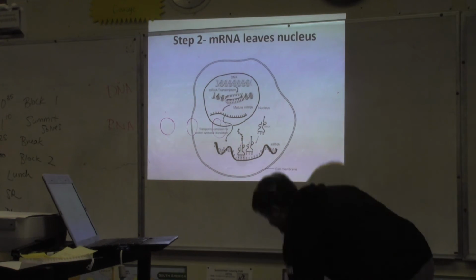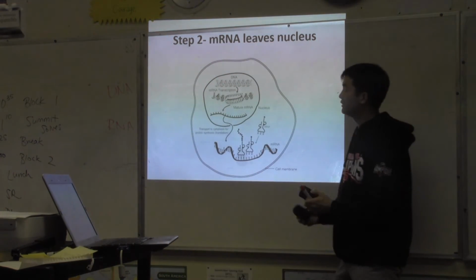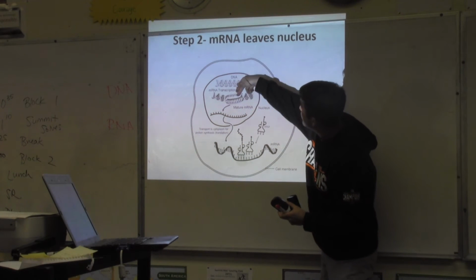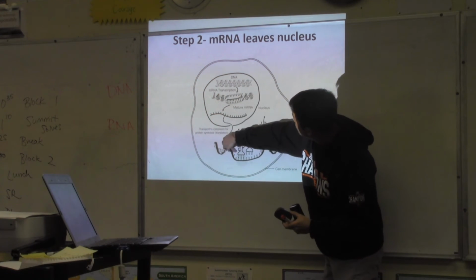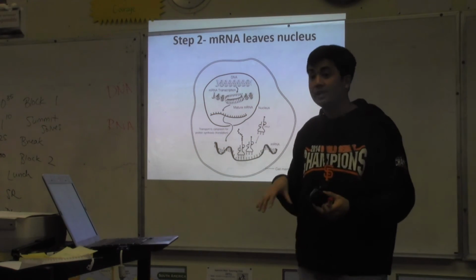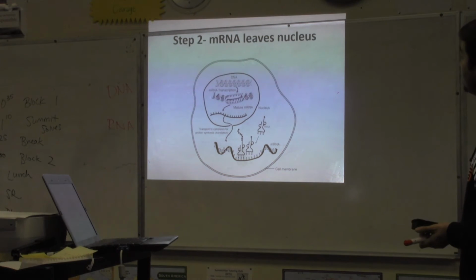The next step is, now that we've made our messenger RNA, that little owl or messenger is ready to leave. We have the DNA inside the nucleus, and that messenger is now going to come out and go to the ribosome. So it's leaving the nucleus. I have this great animation I'll show you in a little bit that shows this whole process in action. But the mRNA is now going to leave the nucleus.